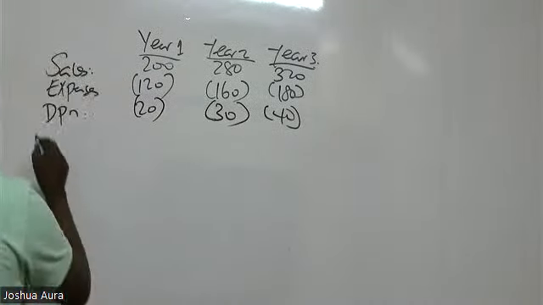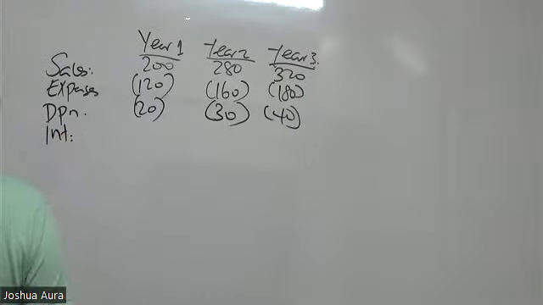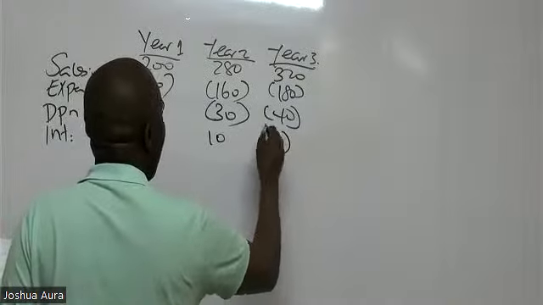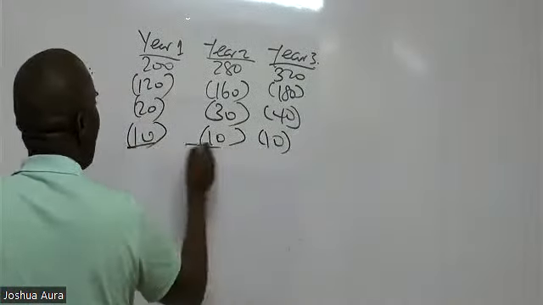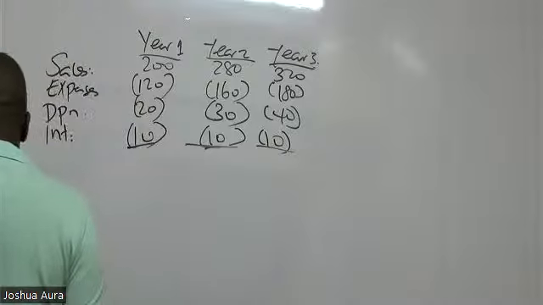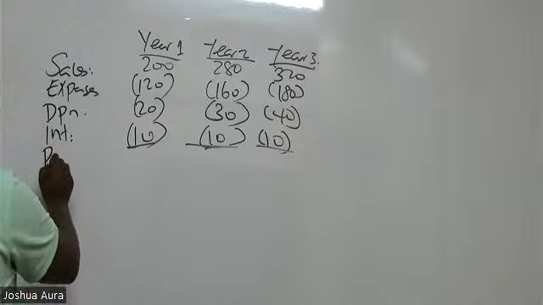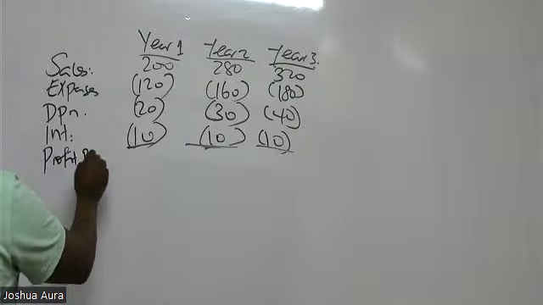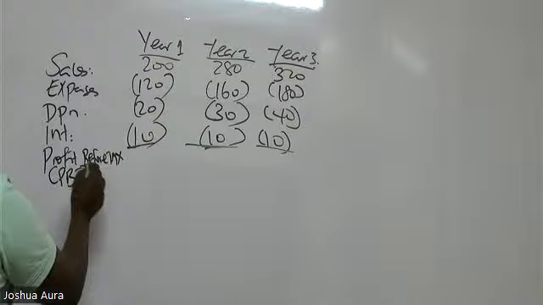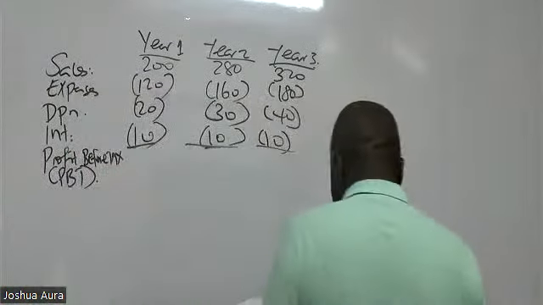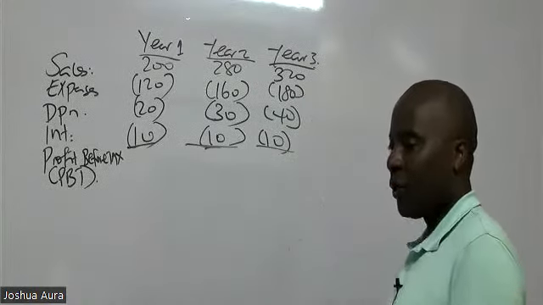And then I can see interest. I can see interest charge, 10, like that. And that is it. So could you kindly come here and give us profit before tax, PBT. Give us profit before taxation.